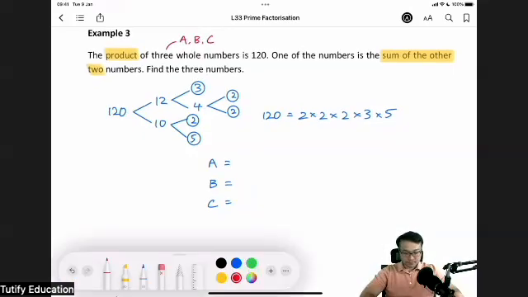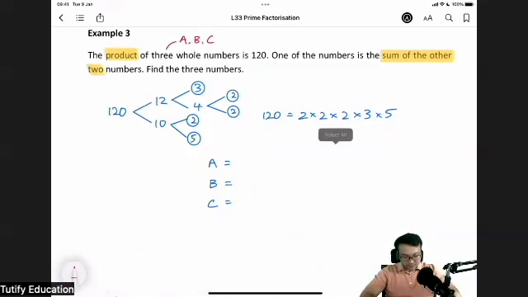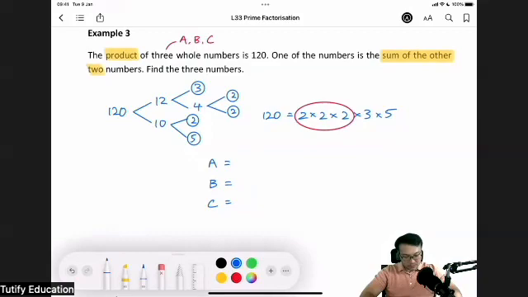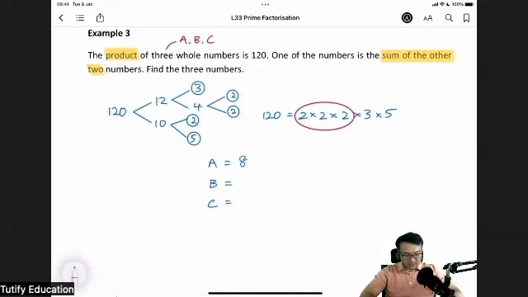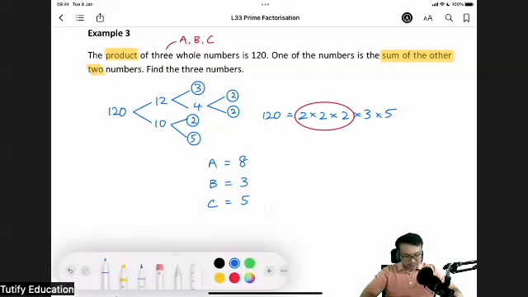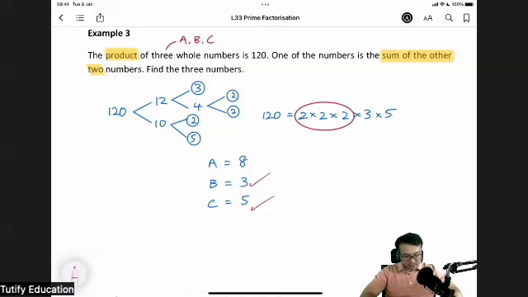I first tried to go and times the same numbers together. Okay, so you took 2 times 2 times 2 and you got 8. Yeah. Then what do you do? Then I just left the rest. 3 is B, 5 is C, and you realize that A is the sum of B and C, right? Well done. That is absolutely correct. Thank you, Talia. You got it. So we found the 3 numbers, 8, 3, 5.